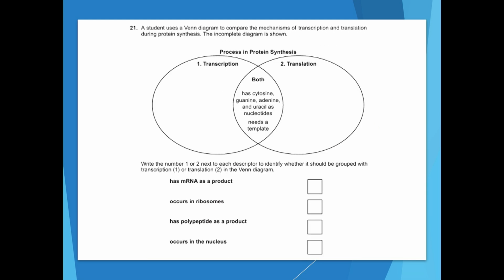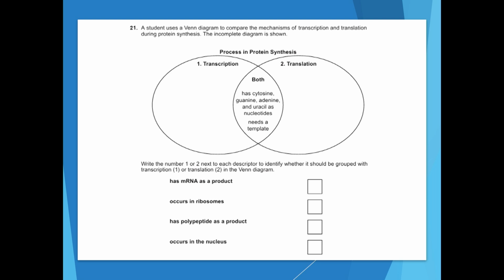This says, a student uses a Venn diagram to compare the mechanisms of transcription and translation during protein synthesis. The incomplete diagram is shown. Write the number 1 or 2 next to each descriptor to identify whether it should be grouped with transcription, we're going to use the number 1 for that, or translation, and we'll use the number 2 in the Venn diagram. All right, the first one says, has mRNA as a product.